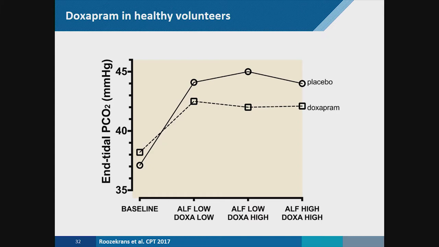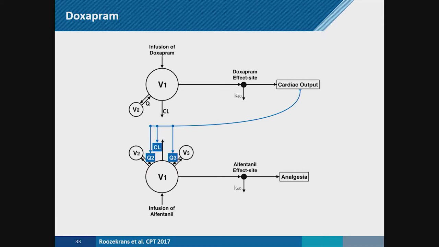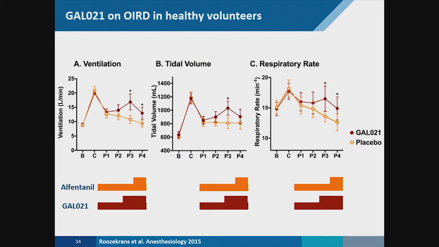And we believe that the effect, like I said before, is due to the increase in cardiac output. It has an effect on the clearance of the opioid. So doxapram really works. The effects were small, however. I think you need to dose much higher, but it causes more side effects. But you need to realize that part of the effects are due to a cardiac output related effect. Then quickly to the GAL compound. GAL compound is an experimental drug which mimics the effects of hypoxia at the carotid body. This is ventilation.